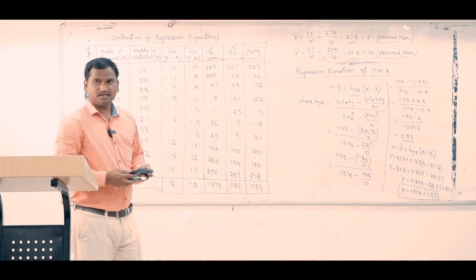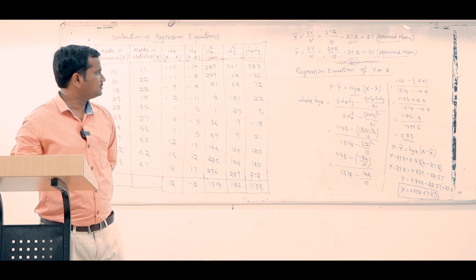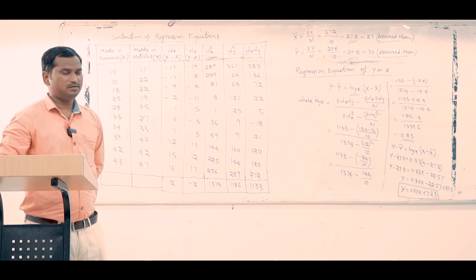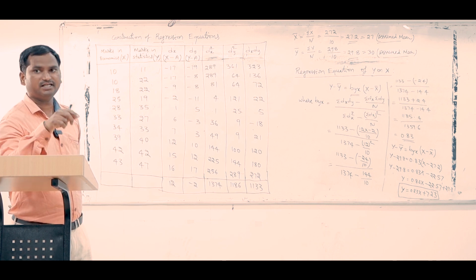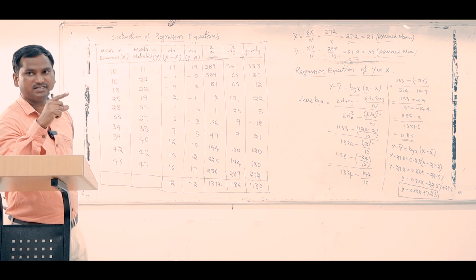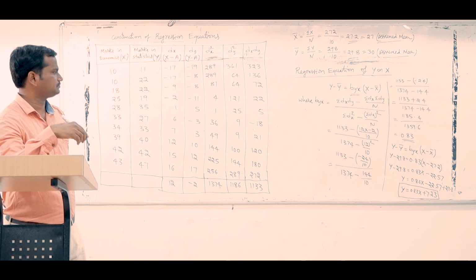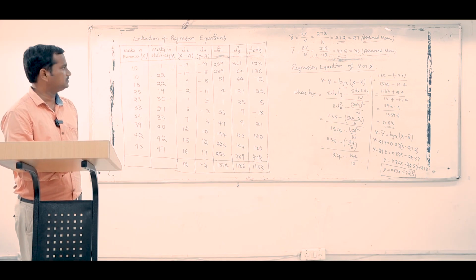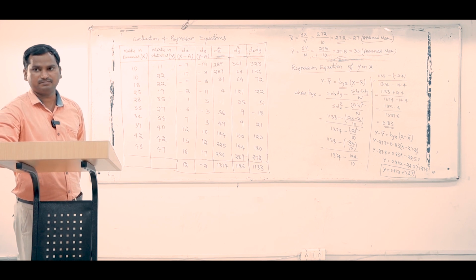So that is the regression equation of y on x. So with this procedure we have to find two regression equations to study the relationship between those two variables x and y. One is the regression equation of x on y and the other is y on x. So this is the procedure to find the two regression equations. So this is the topic for today.